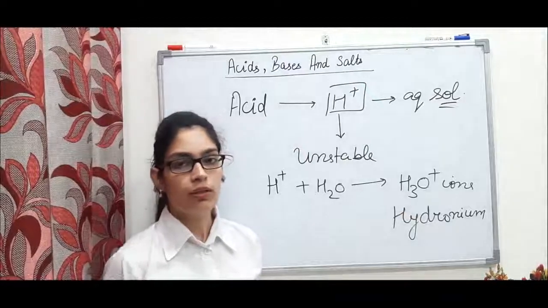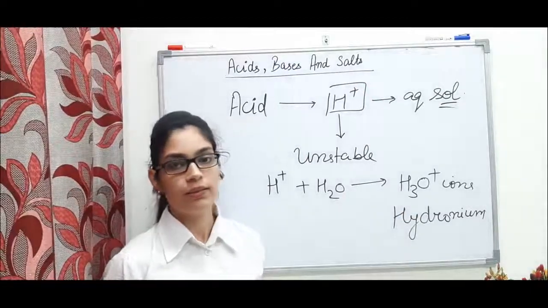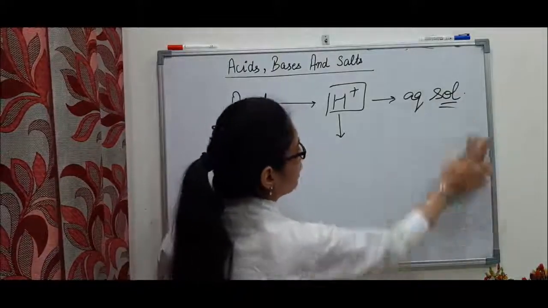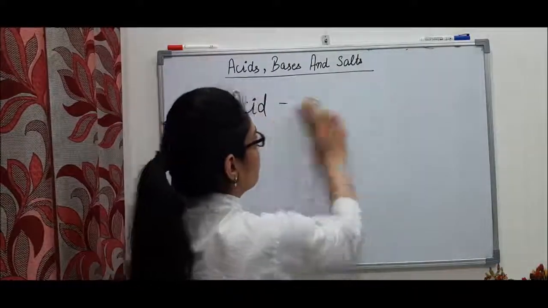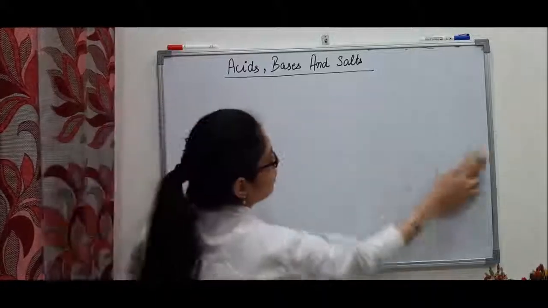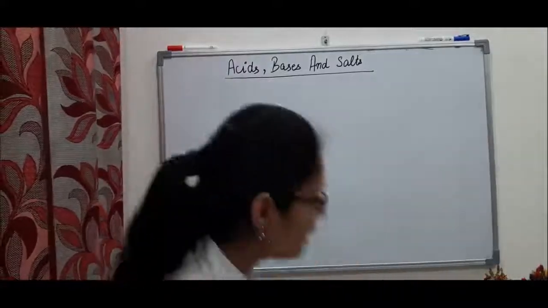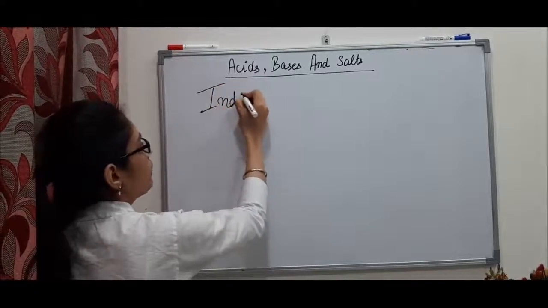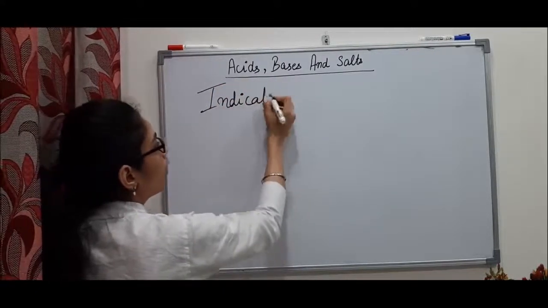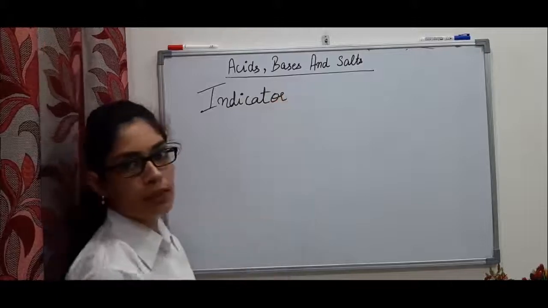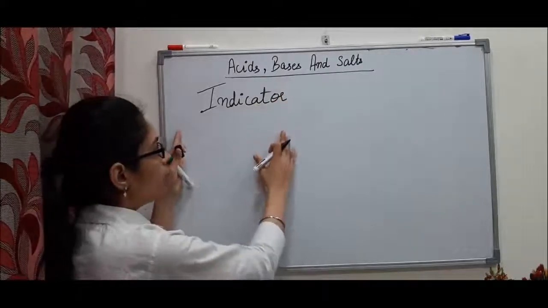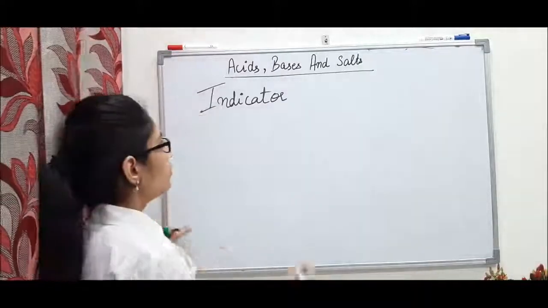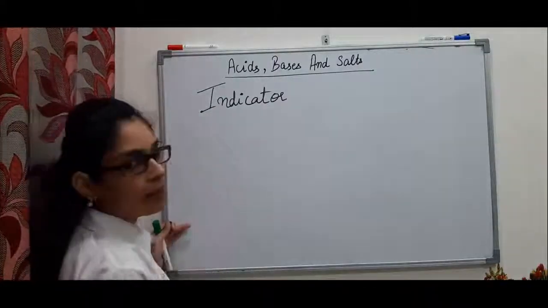Now we know these ions are not visible to our eyes. So how to recognize whether an acid is there or not? For that we have some indicators which help us check the presence of an acid. Let's find out the names of those indicators. This word indicator suggests something which is indicating something, so an indicator will indicate to us that this substance is an acid.